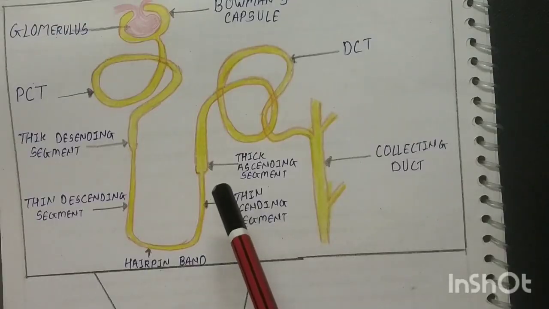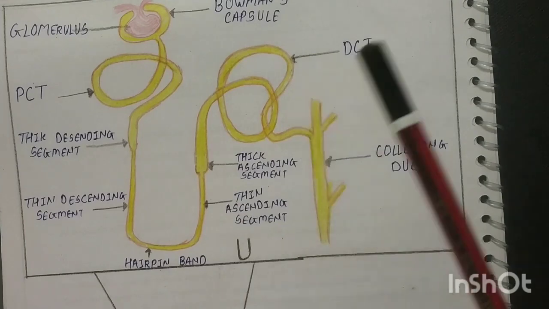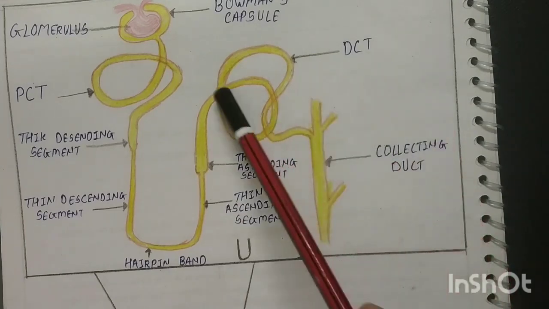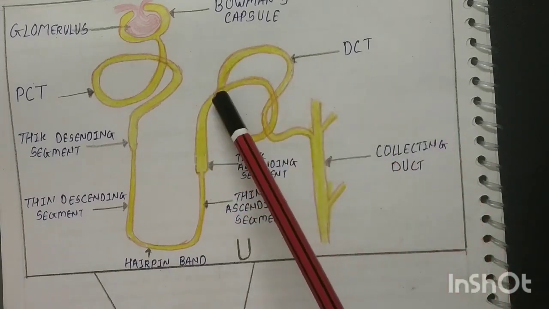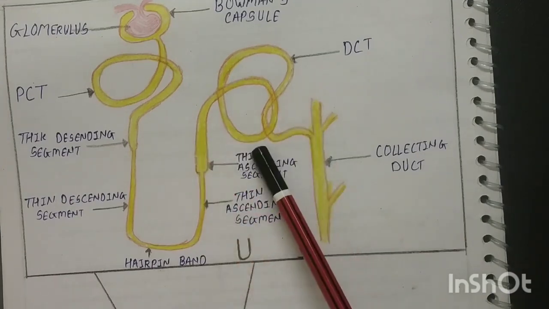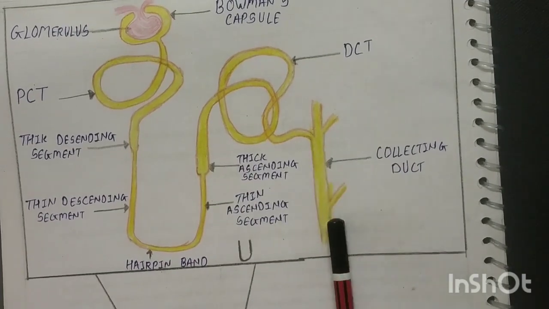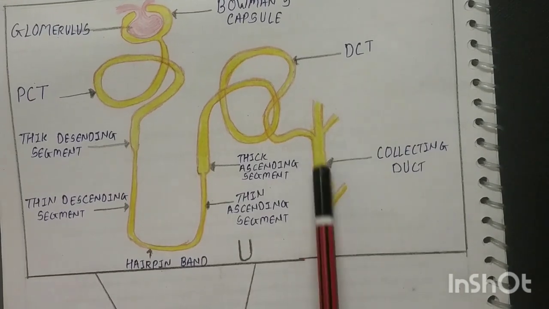Now, the third part of the tubular portion of the nephron is the DCT, distal convoluted tubule, one part of which is attached to the thick ascending segment, and the other part is attached to the collecting duct. So the collecting duct carries the urine.